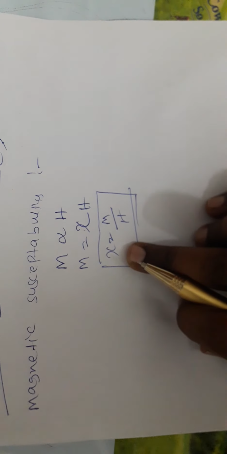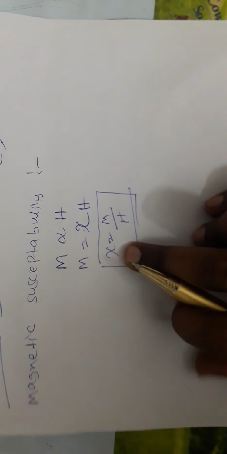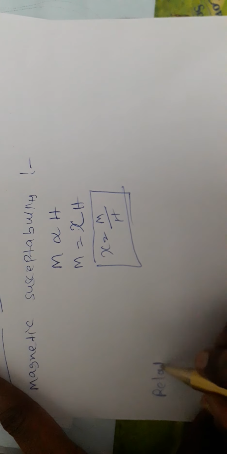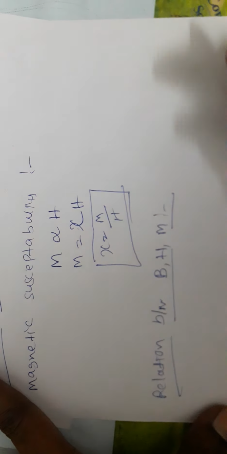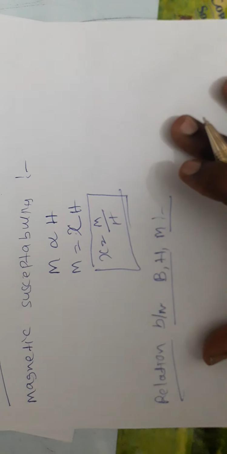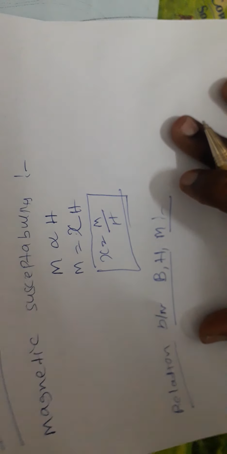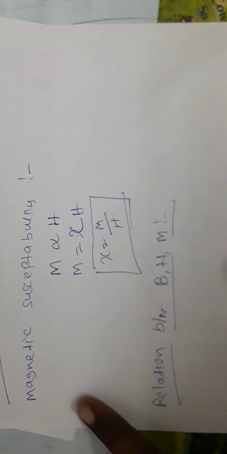Electric susceptibility also we discussed. Here it is the magnetic susceptibility, Xi equals M by H. Now, a very important relation between B, H, M. It will be asked for 2 marks and 3 marks. Write down the BHM relation. Sometimes they ask, what is the relation between magnetic induction, magnetic field intensity and intensity of magnetization.